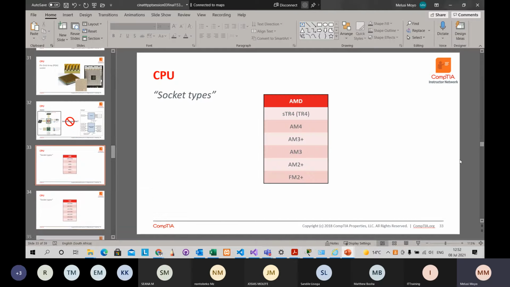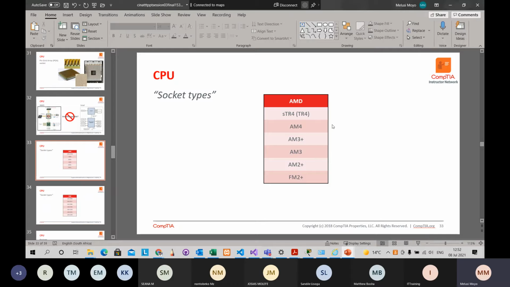All right. And then the socket types, AMD. So the socket is just like a position or a location where we place our CPU. Those sockets have different types. So on that motherboard, it will be labeled that the socket type is AMD, and then what type is it under AMD? STR4 or AM4, AM3 plus, AM3, AM2 plus.